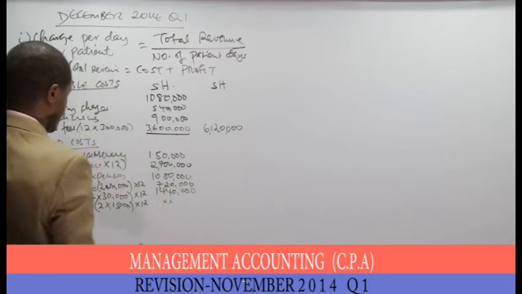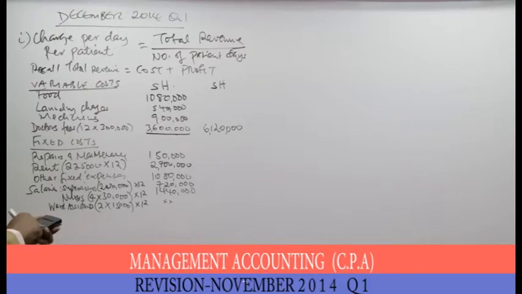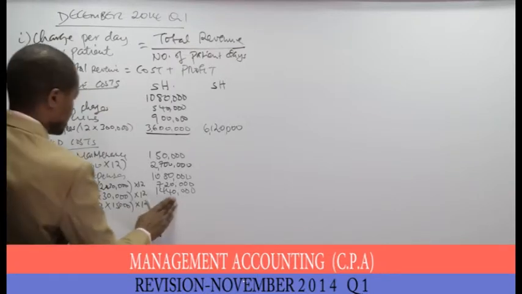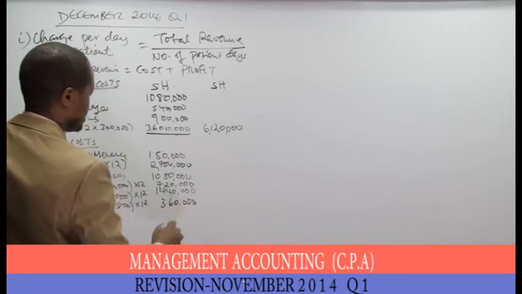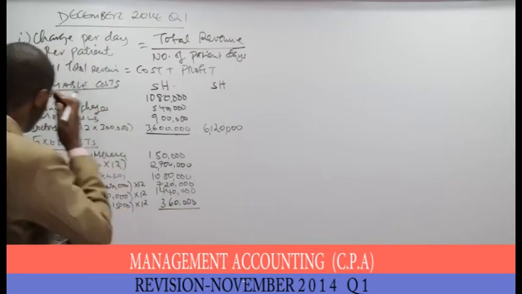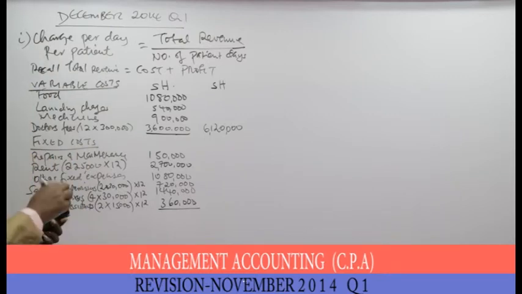1,440,000. Then finally we have ward assistants. Ward assistants: 2 times 15,000 times 12, that is 360,000. Those are the fixed costs.